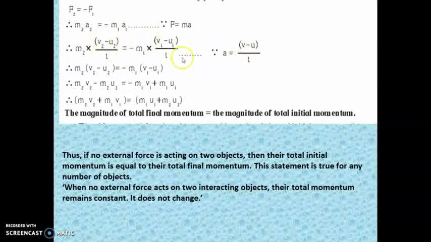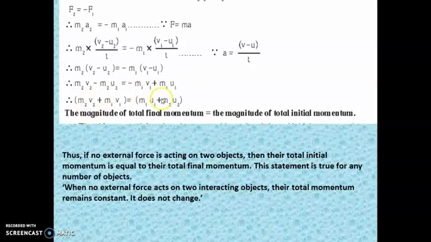So substituting this value in the equation, we get m2 multiplied by (v2 minus u2) upon t is equal to minus m1 (v1 minus u1) upon t. Now this t is common, so it gets cancelled. So we have m2(v2 minus u2) is equal to minus m1(v1 minus u1). Now we multiply what is outside the bracket. So we get m2v2 minus m2u2 is equal to minus m1v1 plus m1u1, because two minuses make a plus.